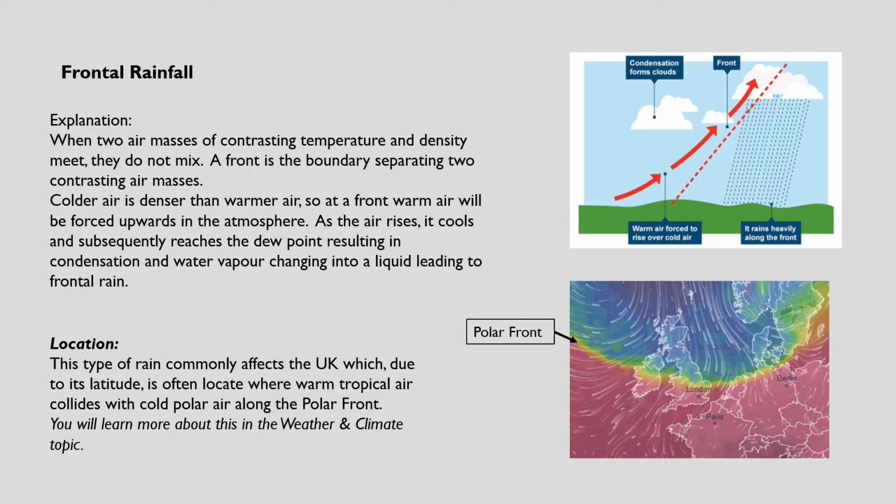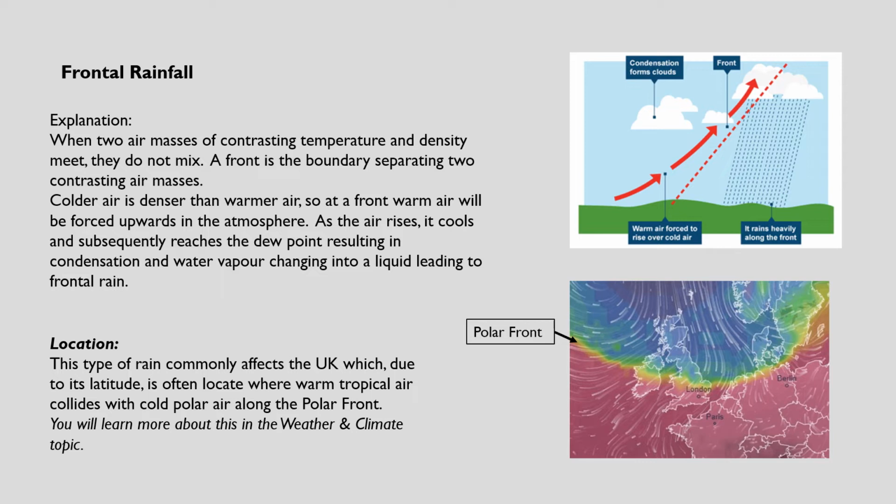Just like the other two types, this type of rain commonly affects the UK. So due to its latitude, again you're going to learn about this in much more detail in Weather and Climate in Year 13, we're often located where warm tropical air is colliding with cold polar air. So we're actually at a point where global atmospheric circulation almost continually causes these fronts to form over the United Kingdom.